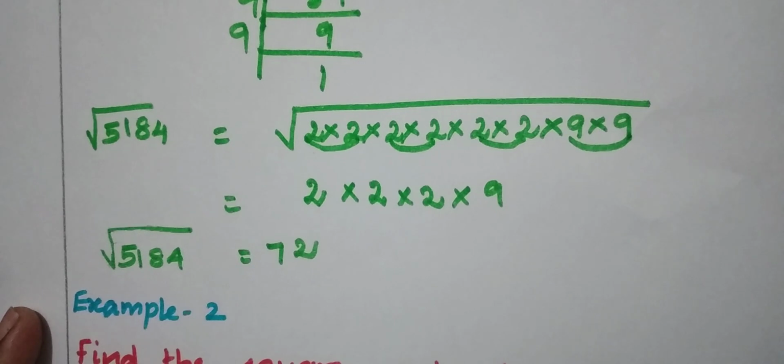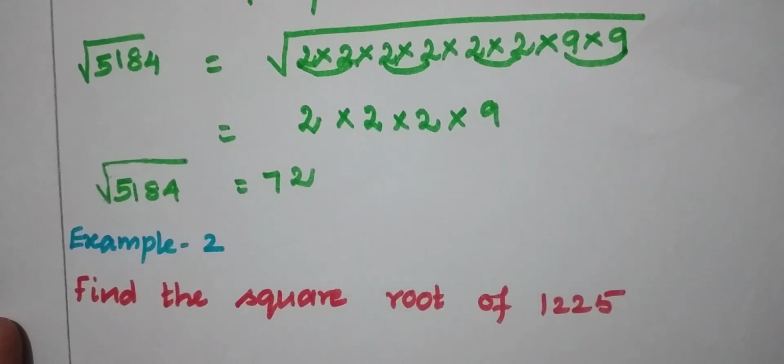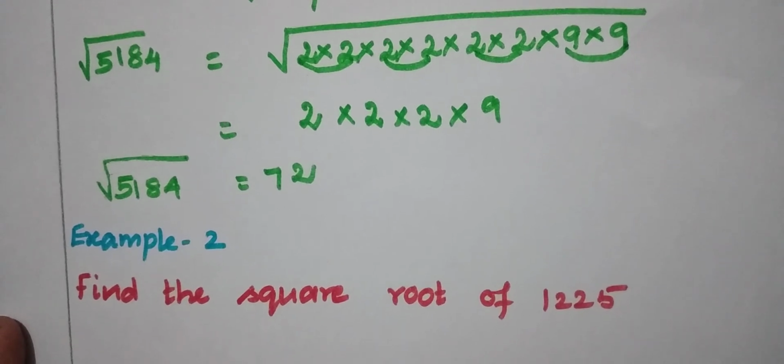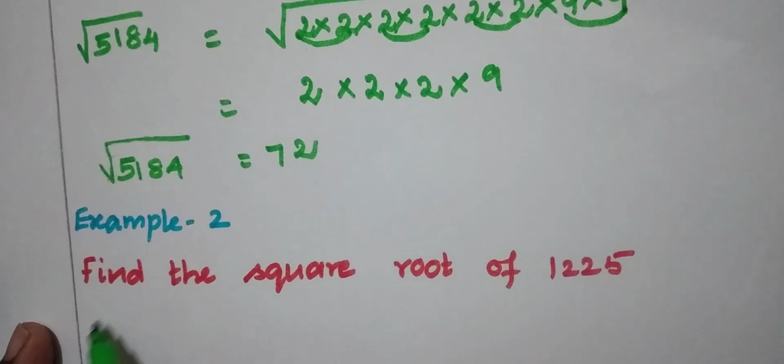Example 2. Find the square root of 1225. Let us factorize the number 1225.